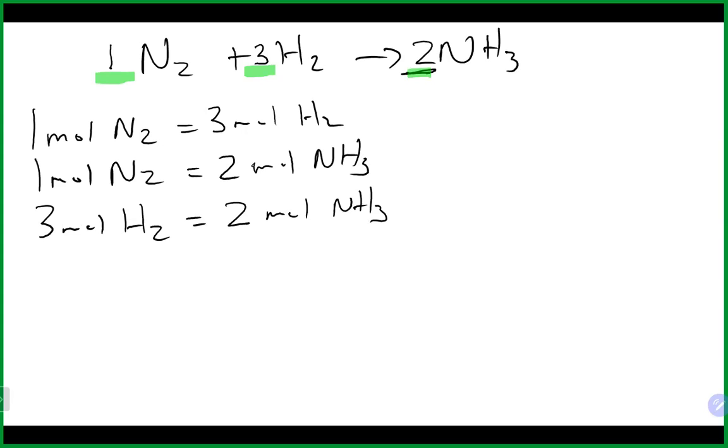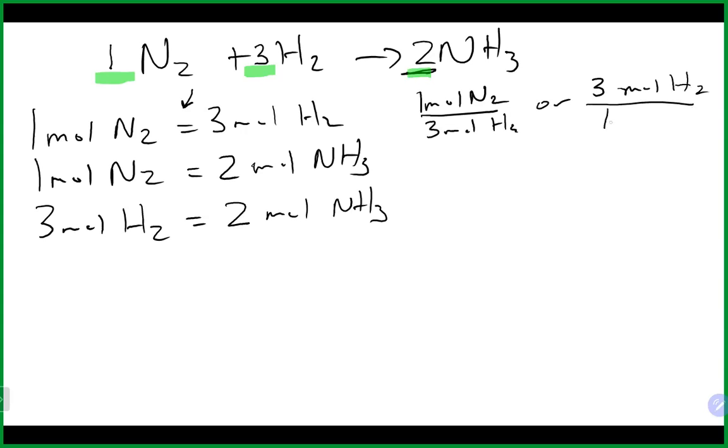Now, each of these are equalities, which means we could write 2 conversion factors for each. In this case, we could write 1 mole of N2 over 3 moles of H2. And that just comes from writing a conversion factor from this equality. The opposite conversion factor is really just the inverse of it, or the flip of it. And 3 moles of H2, we get 1 mole of N2.